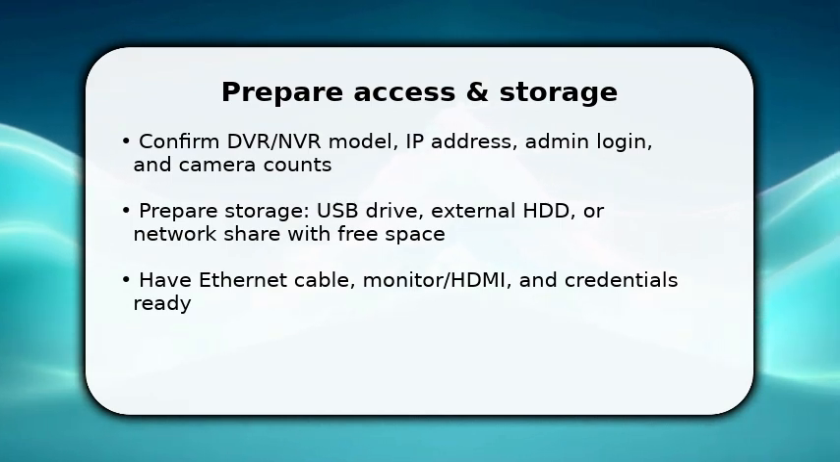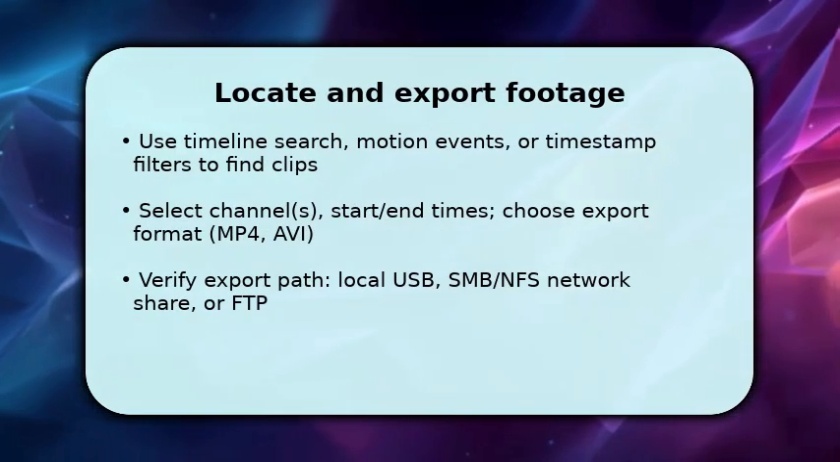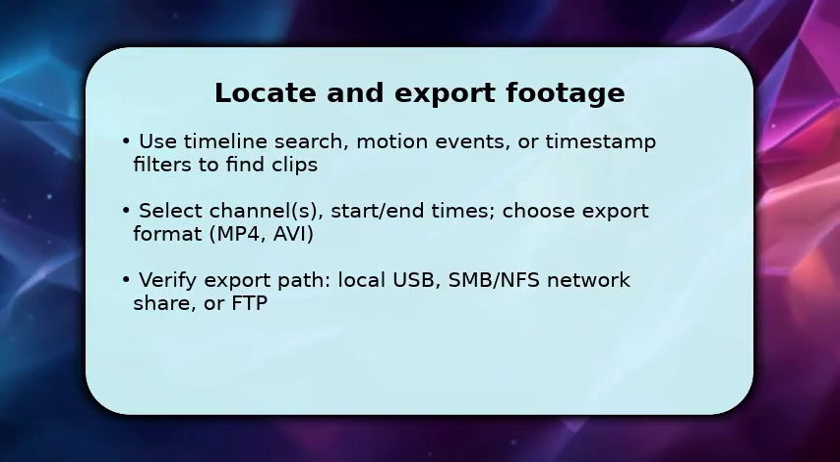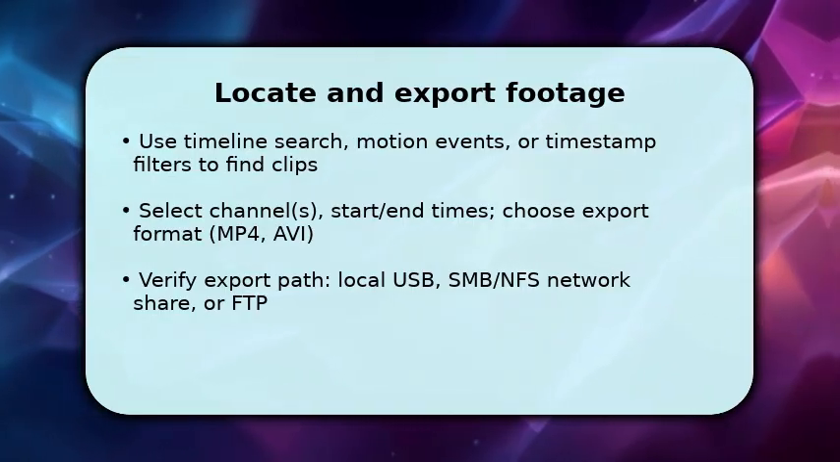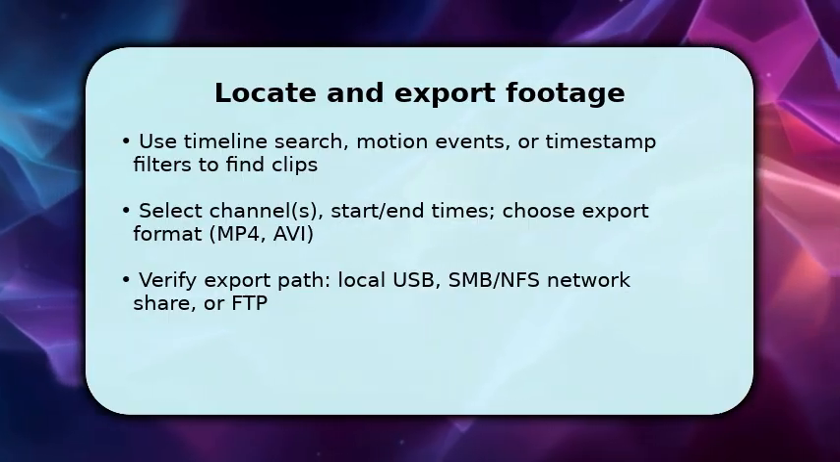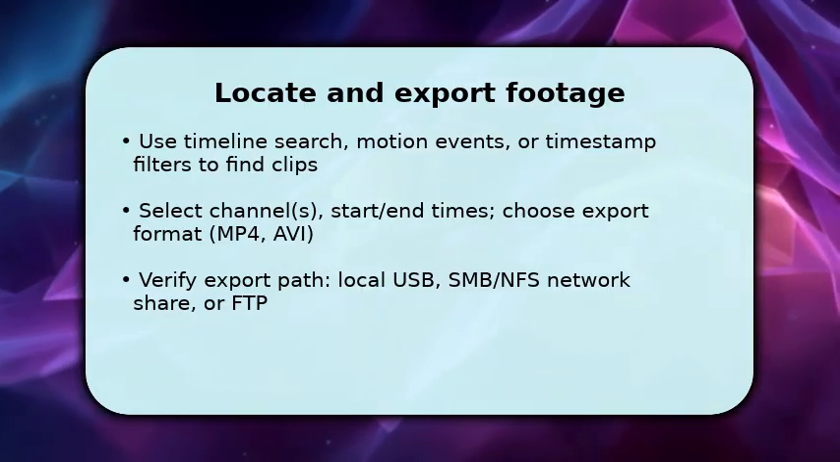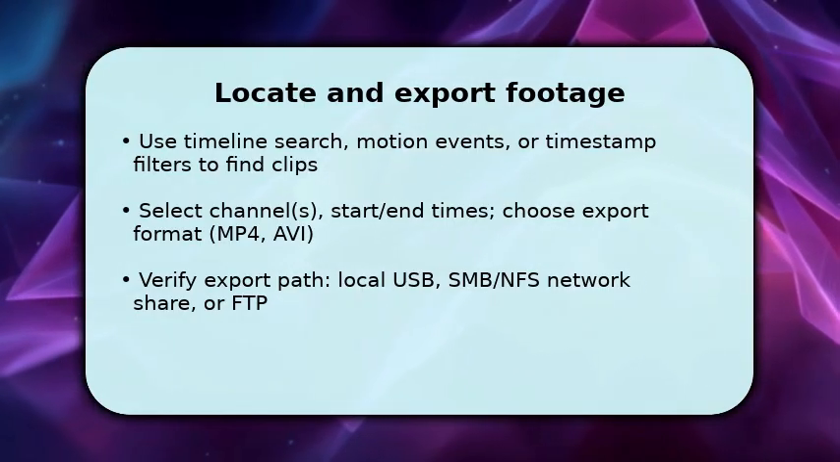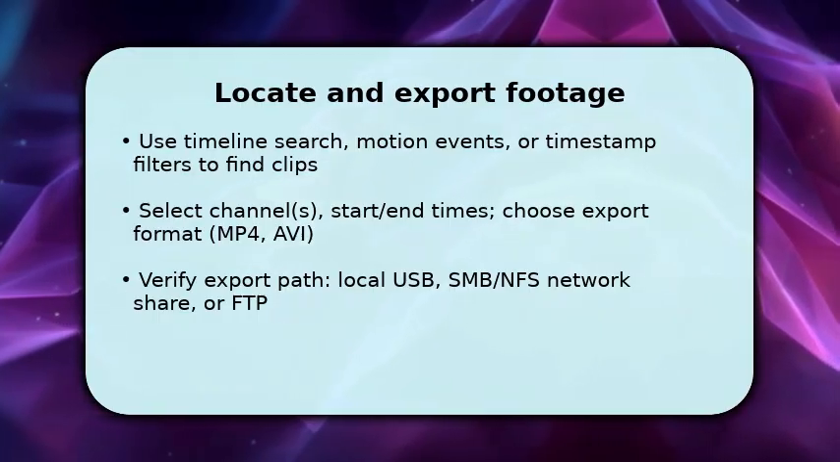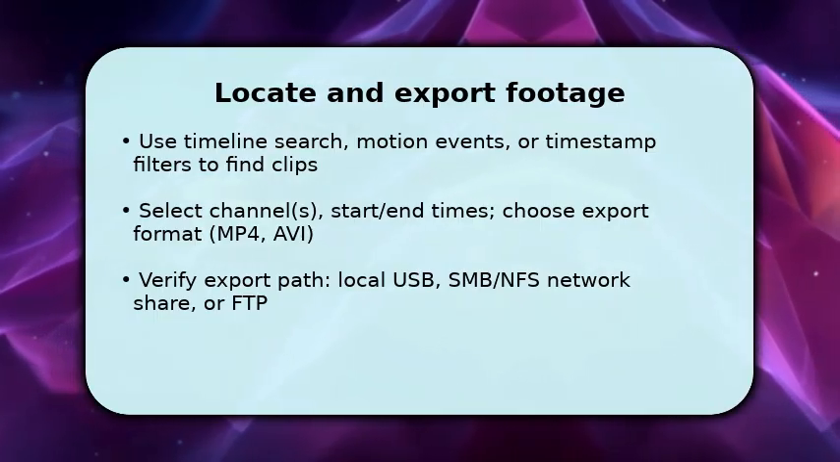Now you locate the exact clip using the recorder's timeline, motion event list, or timestamp search. Select the camera channels and set precise start and end times so you export only relevant footage. This saves time and space. Choose a common format like MP4 for compatibility and pick the destination, USB, network share, or FTP. After initiating export, watch the progress indicator and confirm file size and duration.